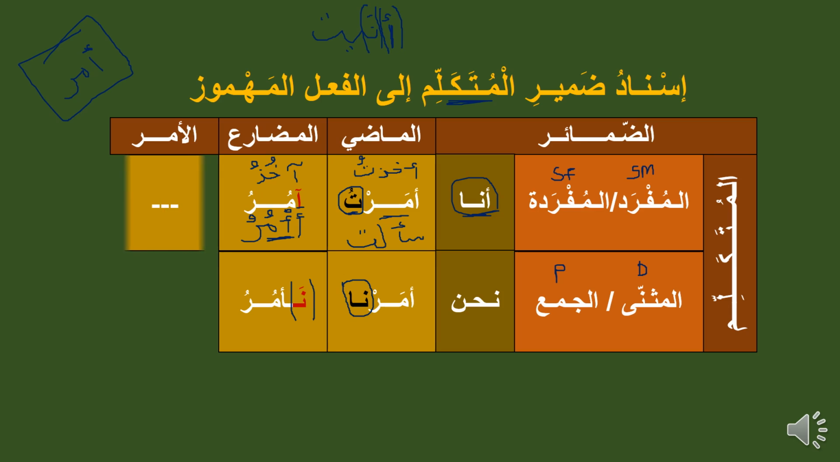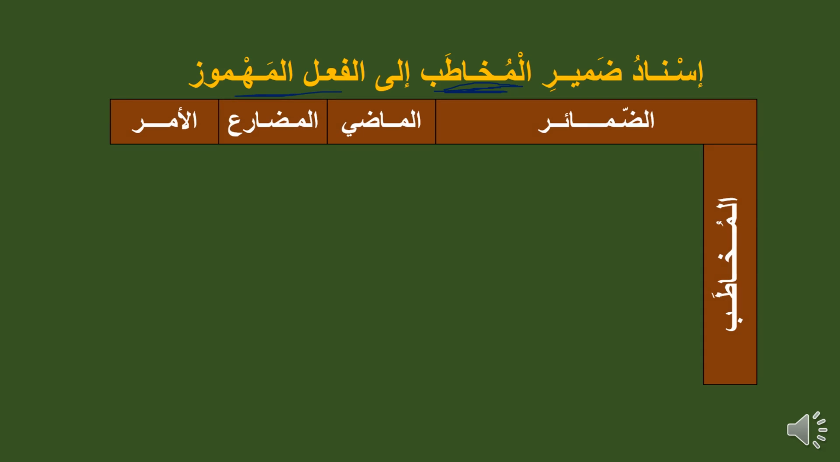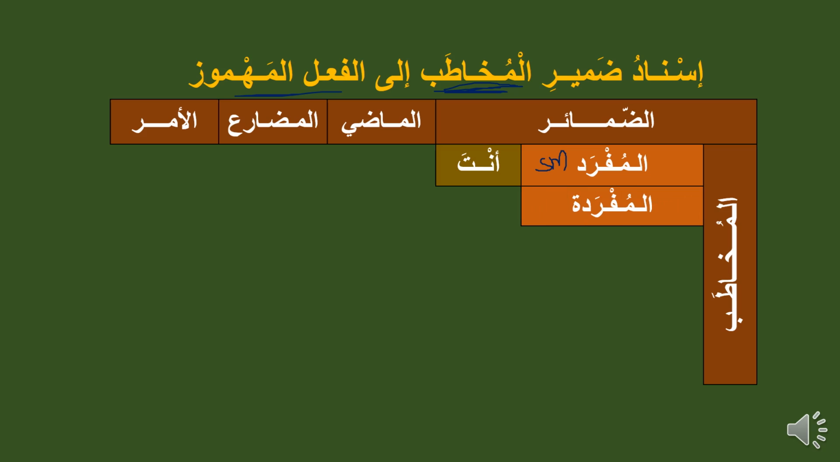In amuru, there is no change. In here too, there is no change. So let's move on to the mukhatab, to the addressee pronouns. How to join it with what? Fi'l Mahmuz. So we have the template here. You know the template. We have mufrad of mukhatab. Mufrad, singular masculine, is what? Is anta. Anta, you, singular masculine.